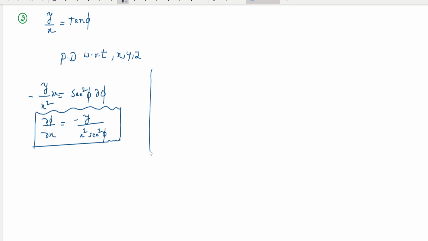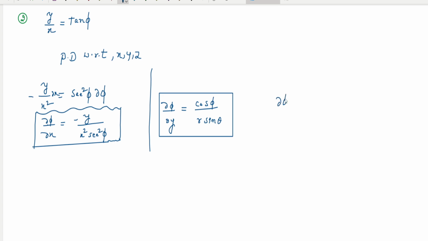In a similar fashion, if you differentiate with respect to y, we get the partial derivative of phi divided by the partial derivative of y equals cos phi divided by r sine theta. Okay, with respect to z, dou phi divided by dou z equals 0, there is no z component, right?